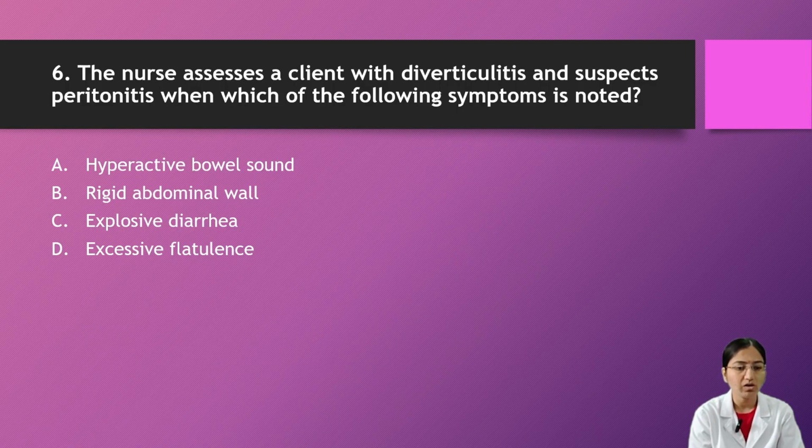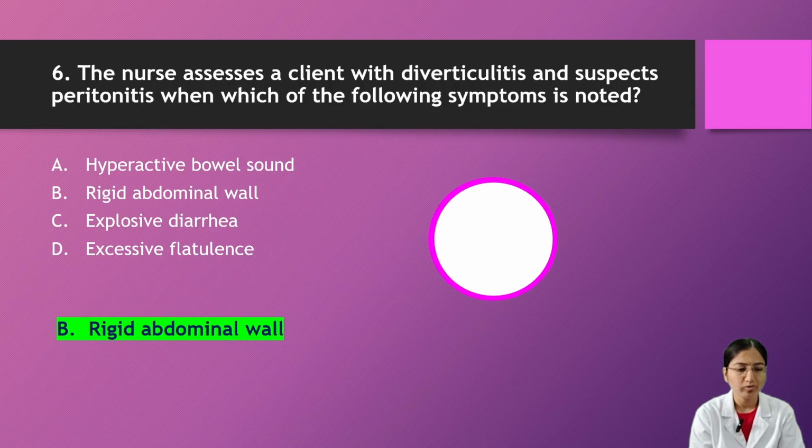The nurse assesses a client with diverticulitis and suspects peritonitis when which of the following symptoms is noted? Options are here. Right option is B. That is rigid abdominal wall.